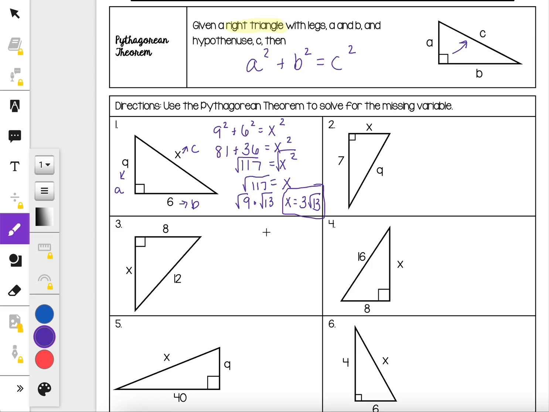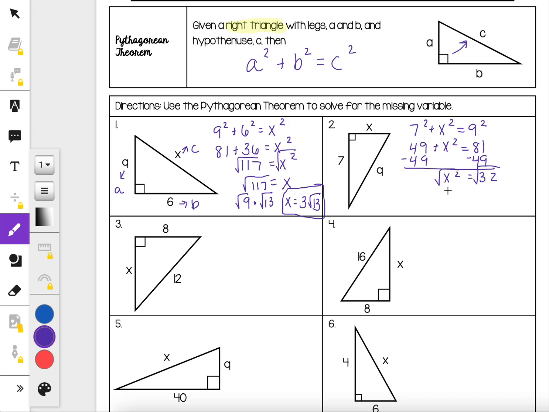All right, number 2, we have the hypotenuse here and we're missing one of our legs. So we're still going to set this up the same way. We have 7 squared plus x squared equals 9 squared. So 7 squared is 49 plus x squared equals 9 squared, which is 81. I'm going to subtract 49 from both sides so that I get my x squared alone. And x squared is going to equal 32.